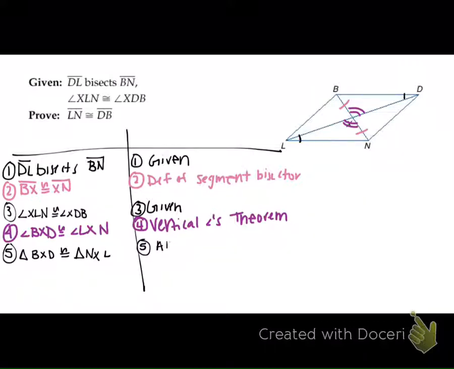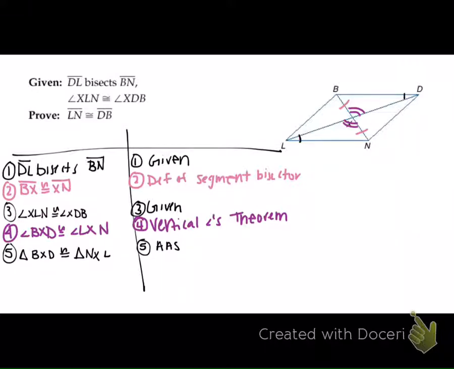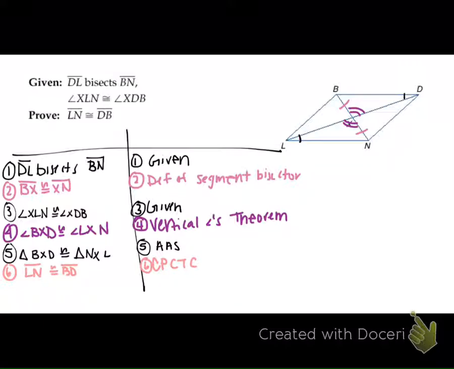So now that we know those two triangles are congruent, LN and BD are corresponding parts of two congruent triangles, so therefore they are congruent. So we can say LN congruent to BD by corresponding parts of congruent triangles are congruent. CPCTC.